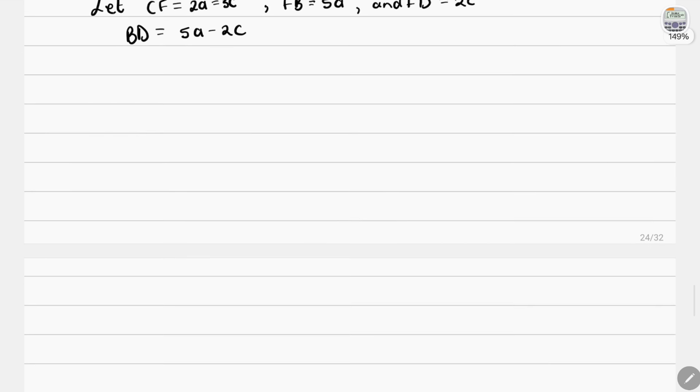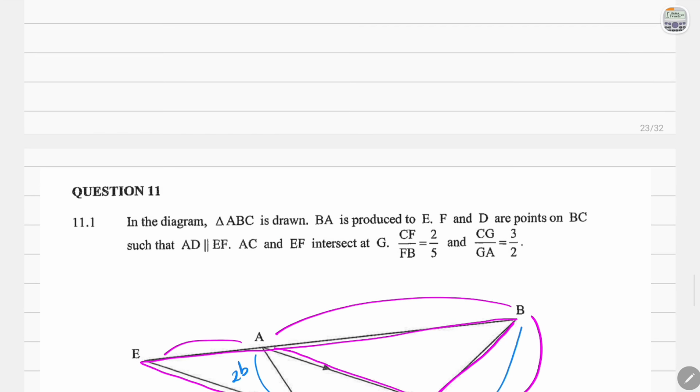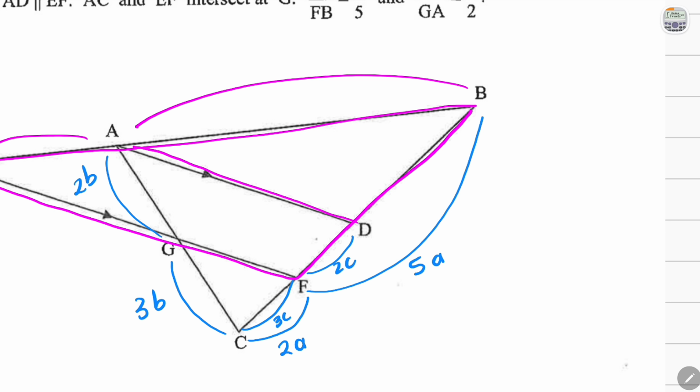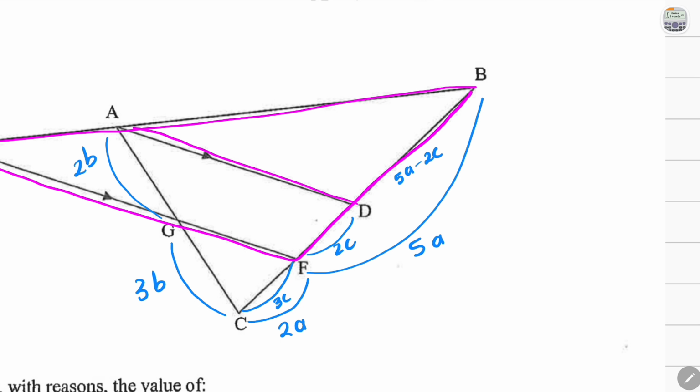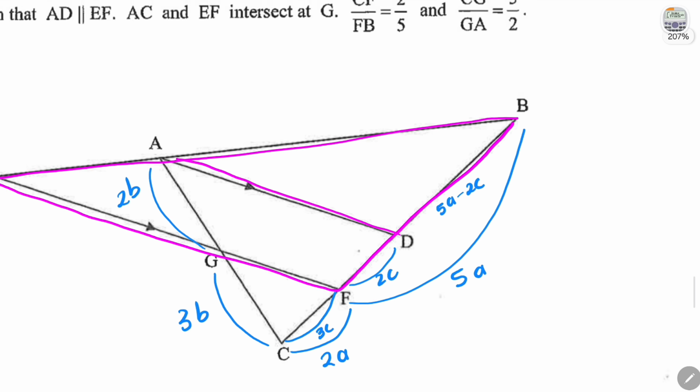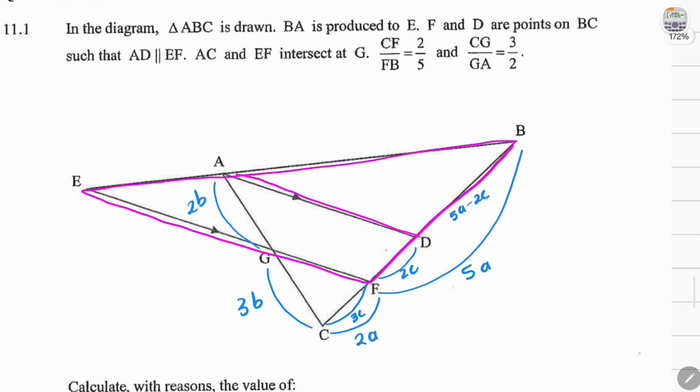Now with that, look at what we can do. Let me remove these for now. We have this part, which is 5A minus 2C. Now the one thing we would need to work on here is to name this according to one variable.